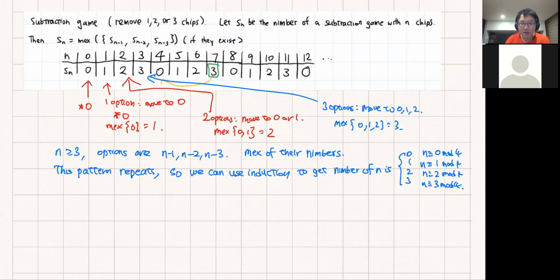So if you want to find the winning move in such a game, a winning game will have a positive number.